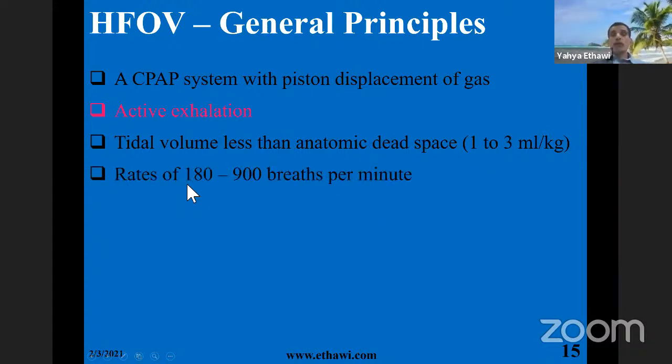We can use a rate of 180 to 900, where each one frequency equals 60 respiratory rate. So when you use a frequency of 1, we are actually using 60 respiratory rate. When we use a frequency of 2, we are using 120, and so on. And when using 180, we are using a frequency of 3, and so on.